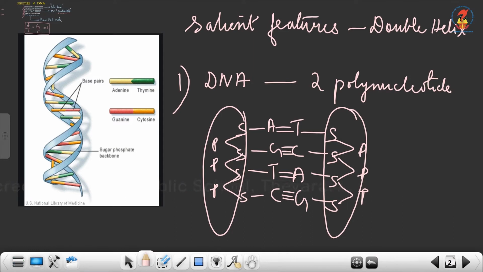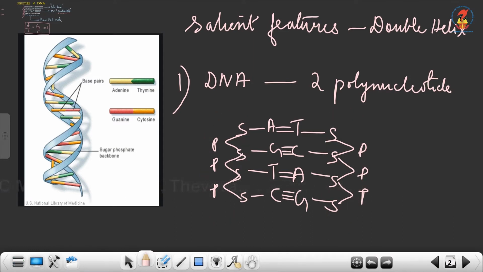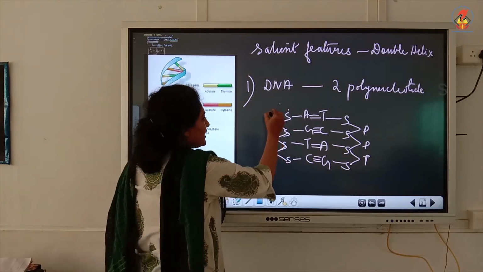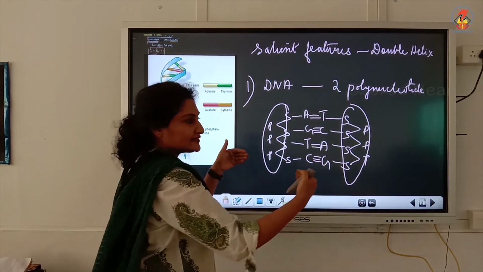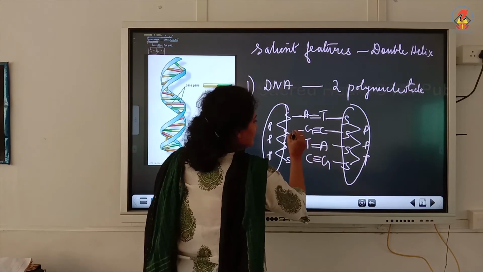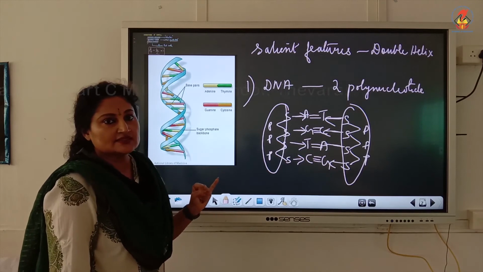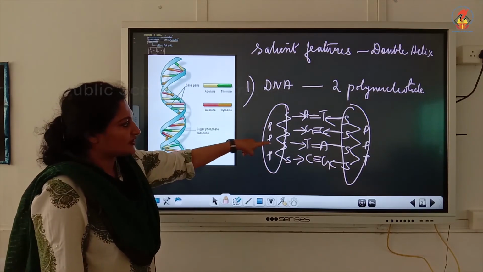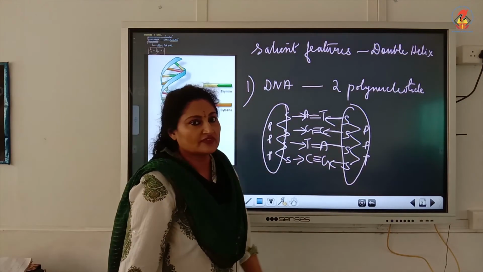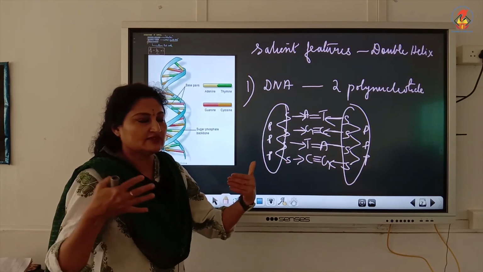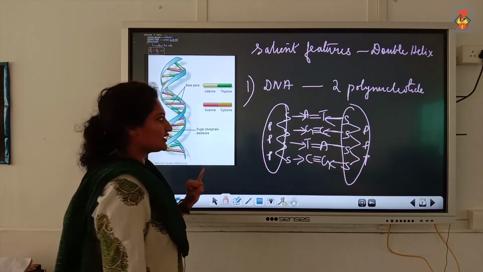We have a tendency to think the bases are the backbone. No, actually the backbone is the sugar phosphate unit. So, as proposed by Watson and Crick, DNA comprises 2 polynucleotide chains with sugar and phosphate serving as the backbone and the bases directed inwards. See, the bases are directed inwards. Look at the bases, they are directed inwards. That is the first salient feature. So once again, the first one is DNA comprises 2 polynucleotide chains with sugar phosphate units, see this stretch and that stretch, serving as the backbone and the bases protruding inwards. So, that is the first salient feature.